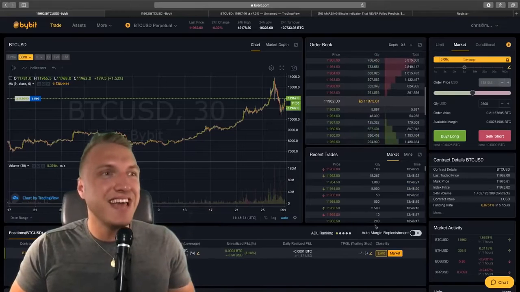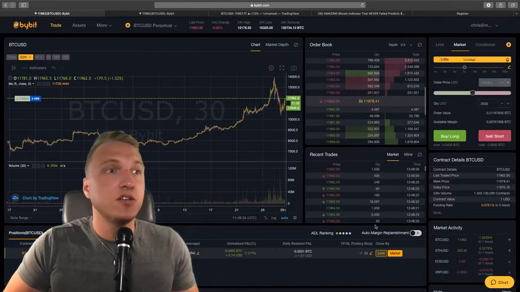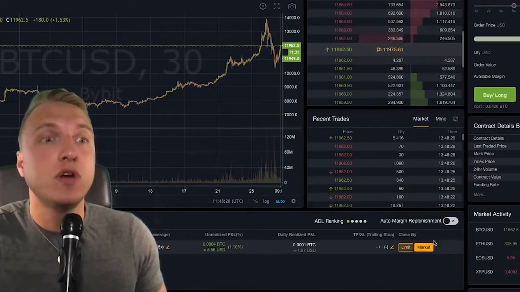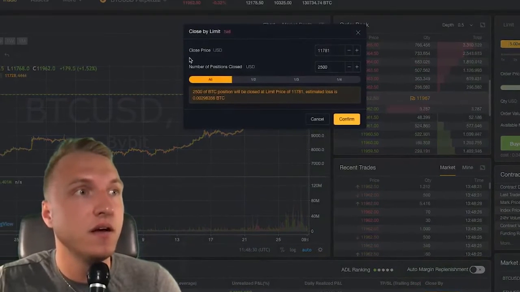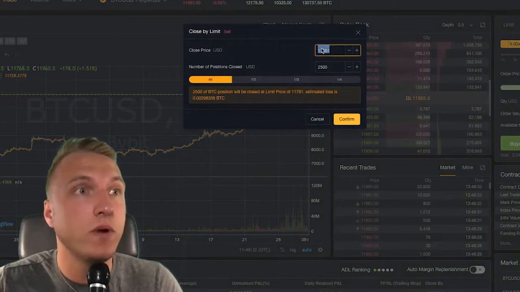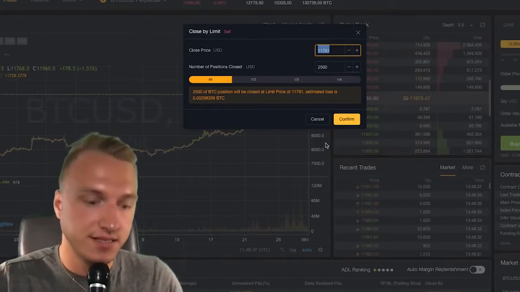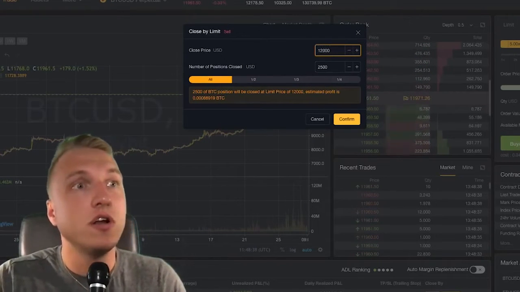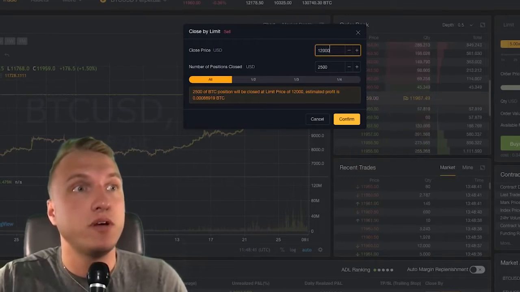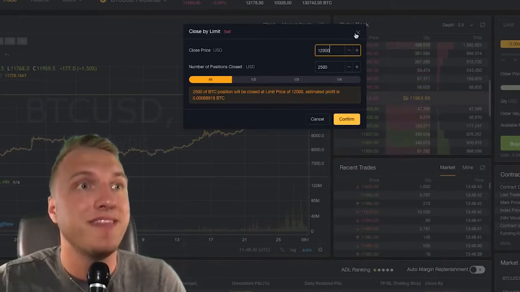So if you didn't take a take profit price and you want to close it manually, you can close it by setting your own limit price where you want to close it. We said we want to close it at a 10% gain, but let's say we want to close it earlier at 12,000. We just enter 12,000 and confirm that order.